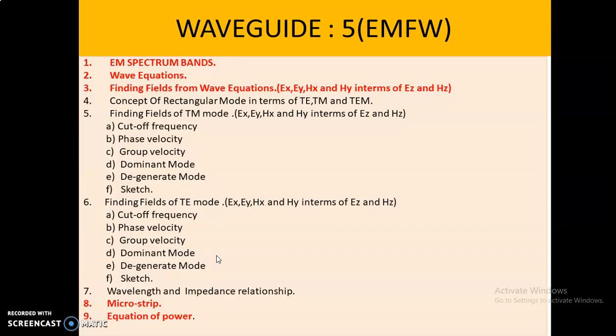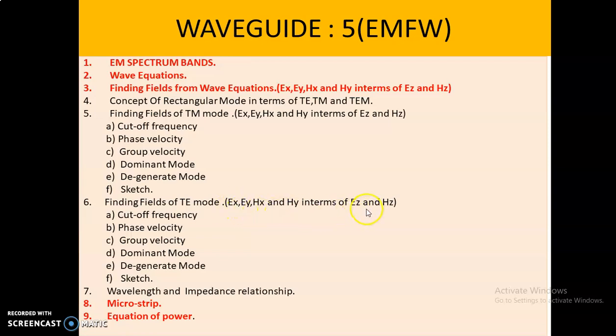Welcome to the third session of waveguide. In the previous session, we discussed the EM spectrum band and the wave equation, and we found Ex, Ey, Hx and Hy in terms of Ez and Hz. In this session, we are going to do the derivation for TM mode and TE mode. For TM mode, we are going to find this, and again for TE mode also.